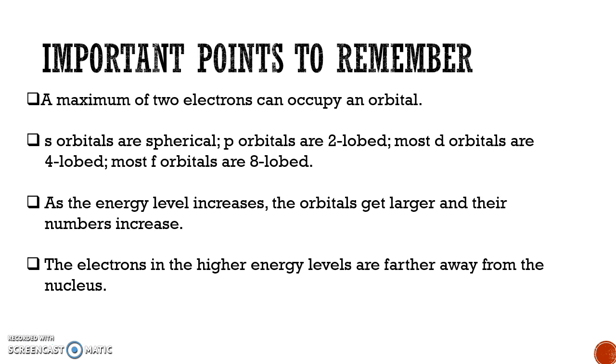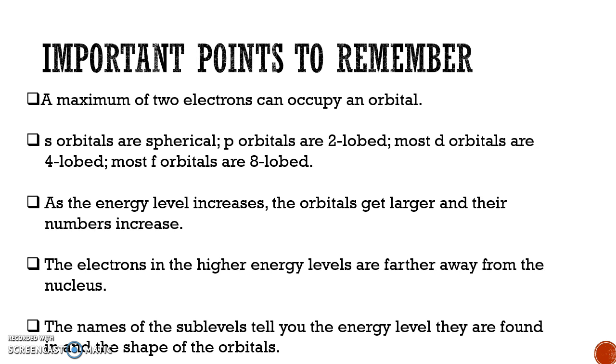And the electrons in the higher energy levels are farther away from the nucleus. And the names of the sublevels tell you the energy level they are found in and the shape. So the names of the sublevels would be something like 1s, which would say the first energy level, and s tells you it's spherical. 2p tells you it's in the second energy level, and then it has the p-shape, which is kind of like 2 lobes together. So there you have it, the quantum model.